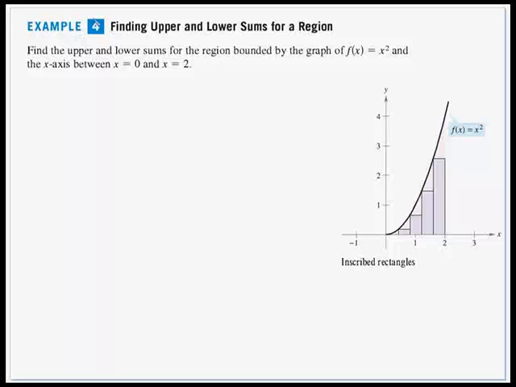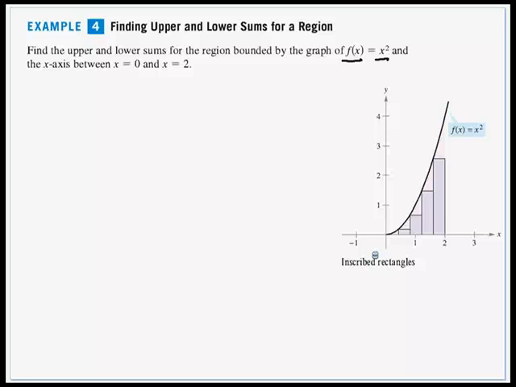And here in example 4, they want us to find the upper and lower sums of a region. Find the upper and lower sums for the region bounded by the graph of f of x is x squared, and the x-axis between the numbers 0 and 2. So here is x is 0, x is 2, and we're looking at the area under this parabolic curve. F of x equals x squared.